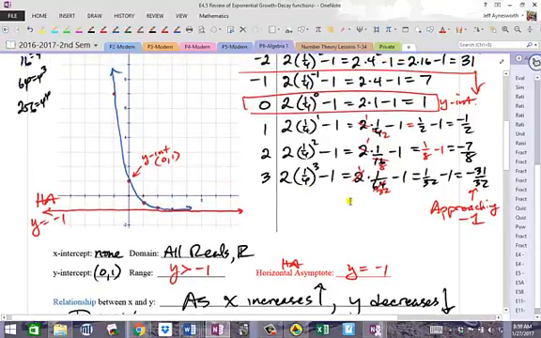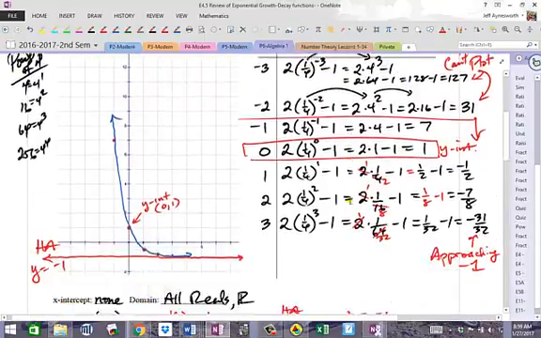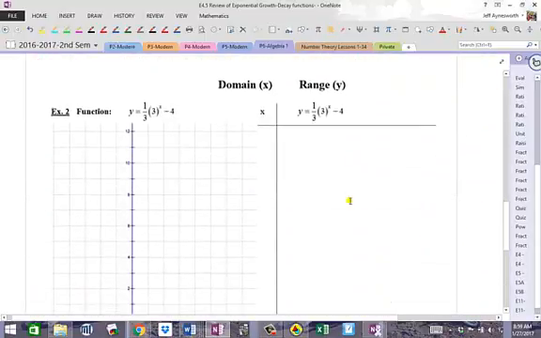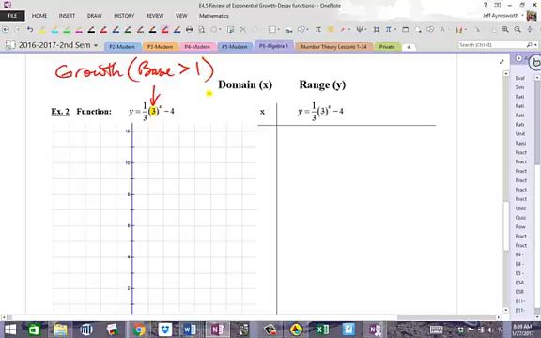Speaking of growth functions, let's go ahead and take a look at one. So here now the base is 1/3. Excuse me, the base is 3, which means it's a growth function. Whenever the base is bigger than 1, we have a growth function. So growth implies that we have a base greater than 1. Obviously 3 is bigger than 1, so it's going to be a growth function. It's going to curve upward instead of downward.